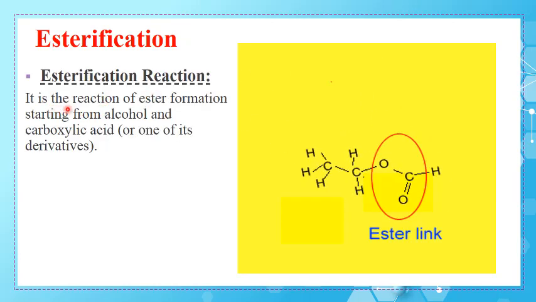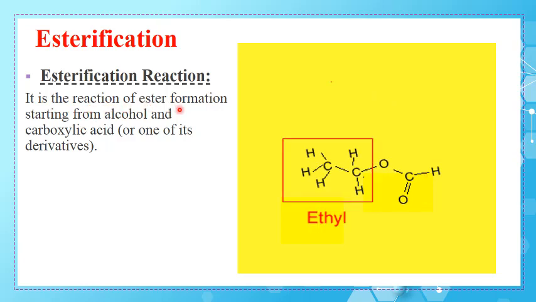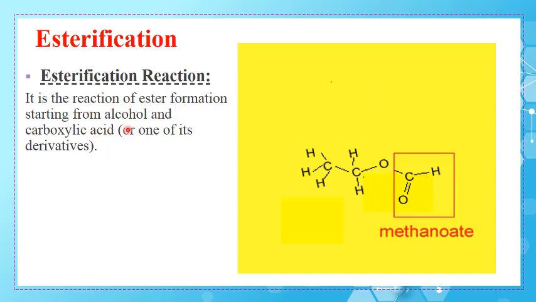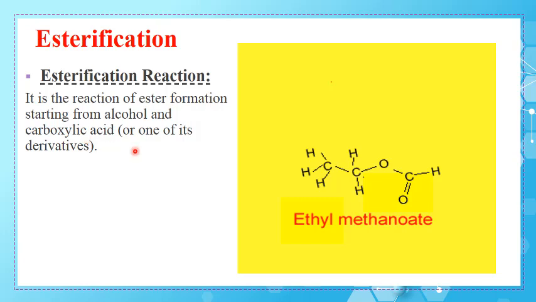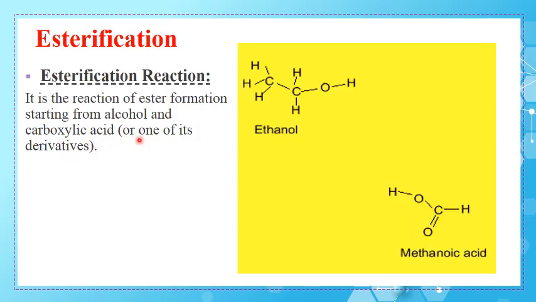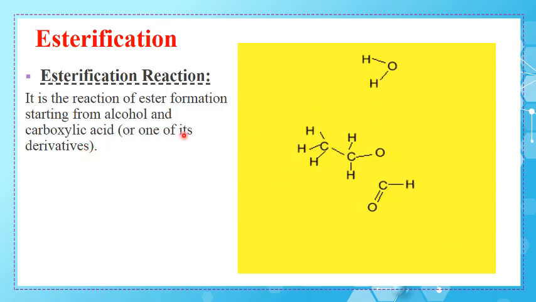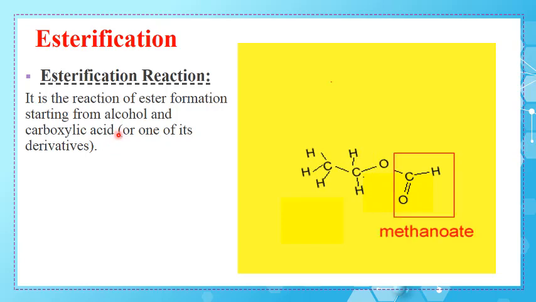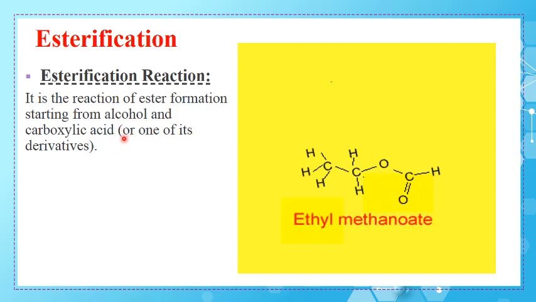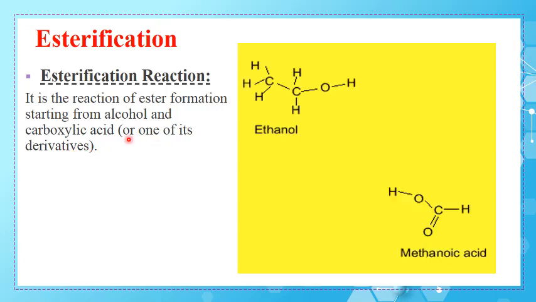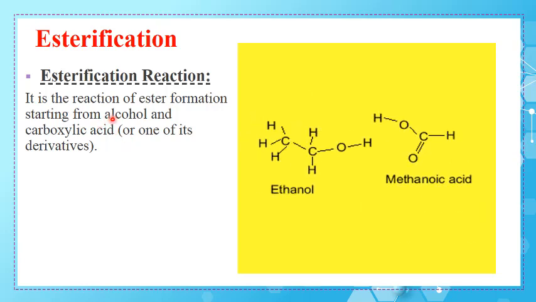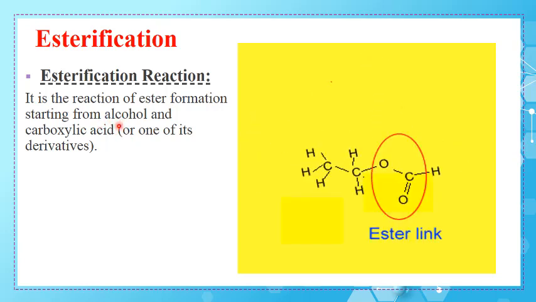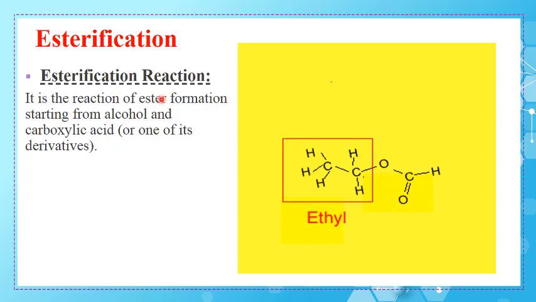As we said in the previous video, it is the reaction of ester formation starting from alcohol and carboxylic acid, or one of its derivatives. It means one of the carboxylic acid derivatives. Now you might not understand this, but in order to give a correct definition, I'm obliged, it is a must to add this, but for now you might not understand and I will ask you to forget about it so far. So for you it's just the reaction between an alcohol and a carboxylic acid to give ester, as you can see here.